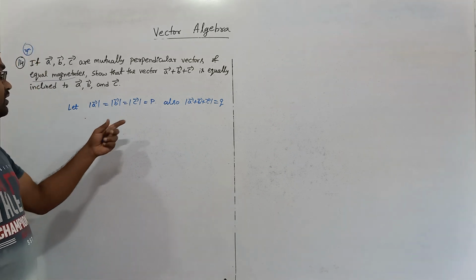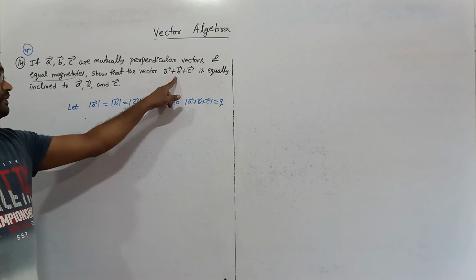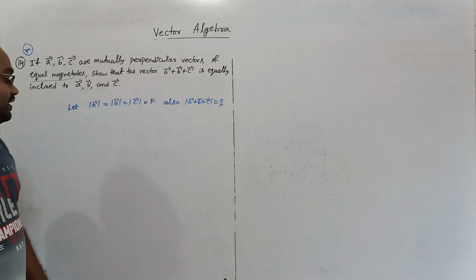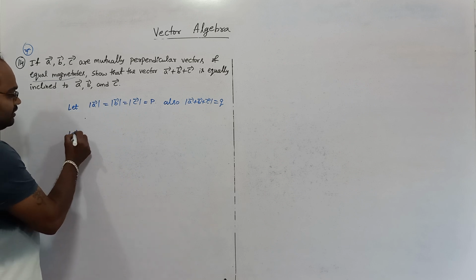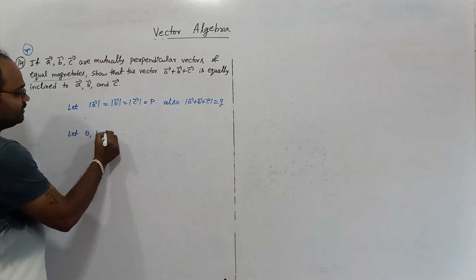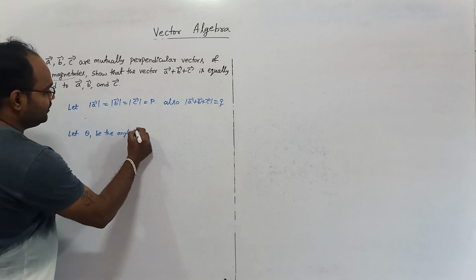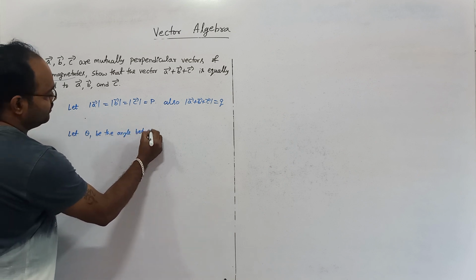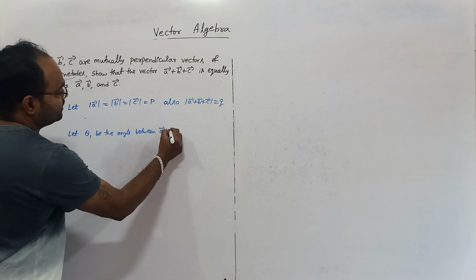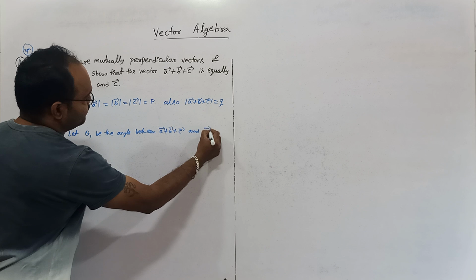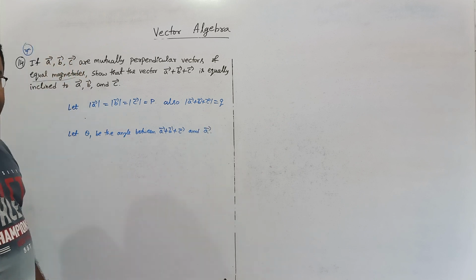We have to prove that this vector A plus B plus C is equally inclined to A, B, C. So let us let theta 1 be the angle between A plus B plus C and vector A.